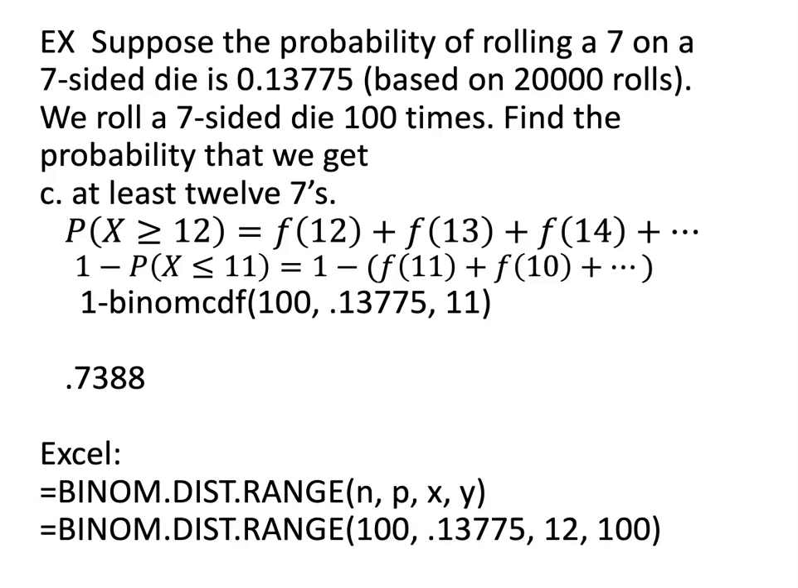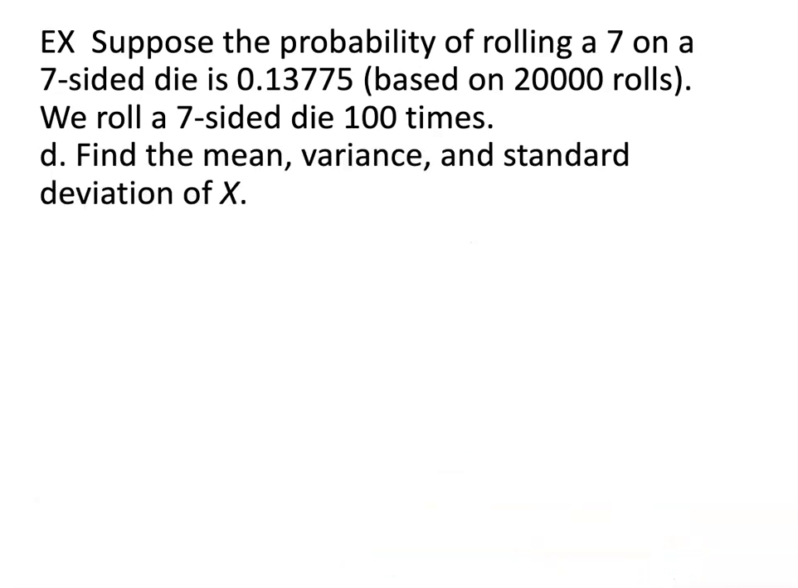You can also do this on Excel. So again, binomial distribution range. So n comma p comma, okay, in this one, it's from x to y. So in this case, you'd have x equals 12 and y equals 100. You enter that, and it's going to give you the right answer.